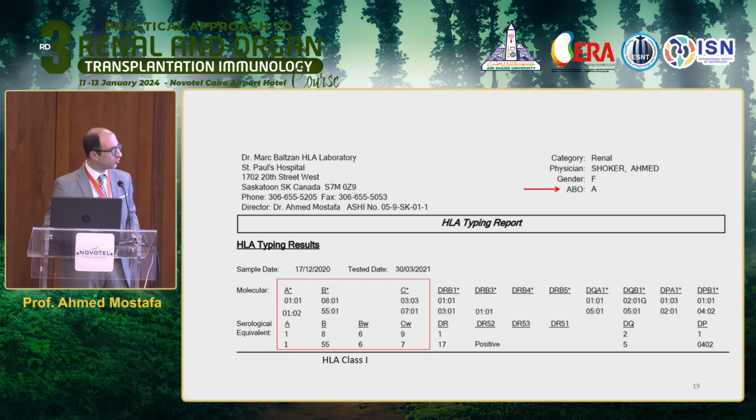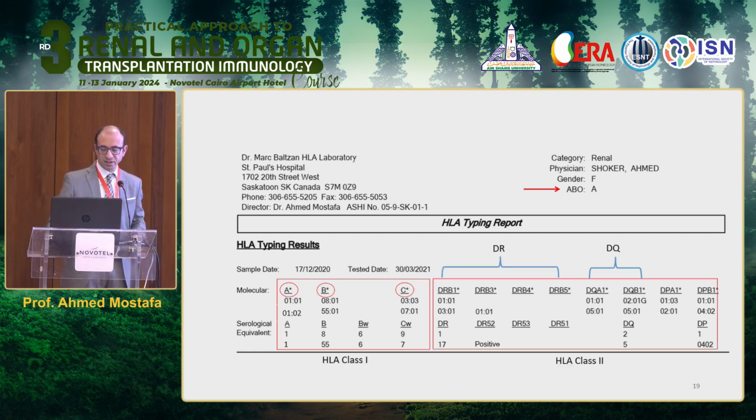And then here, what you see is the class 1, and you can see the A, B, and C, and we follow the nomenclature committee in identifying them. You can see that there is a small asterisk. And this is the class 2, and again, this is the DR, the DQ, and the DP. And this is actually a high resolution typing.